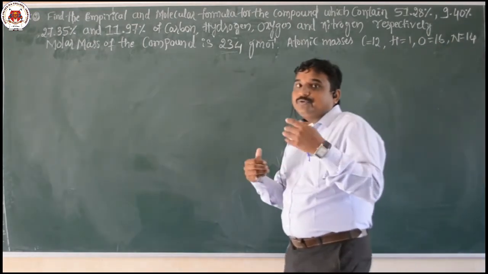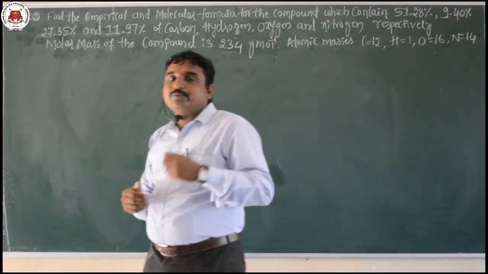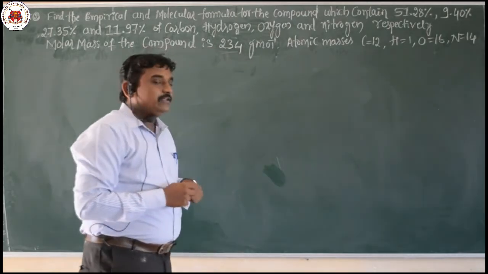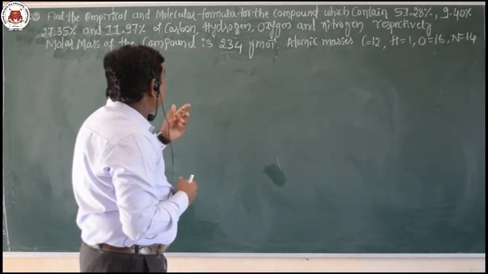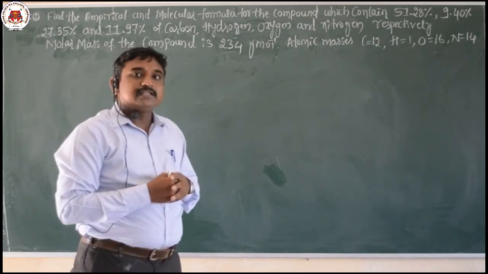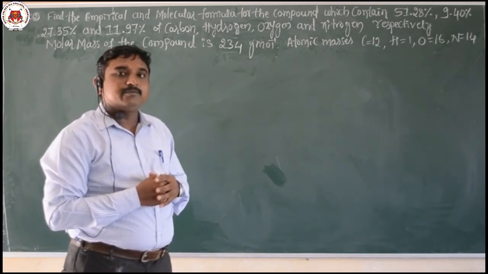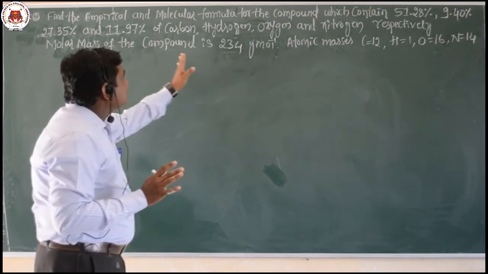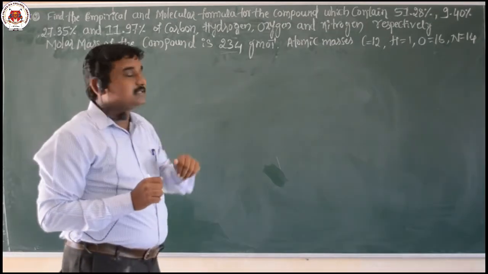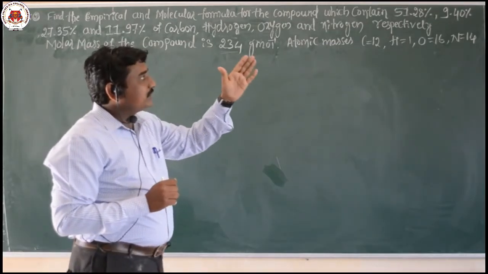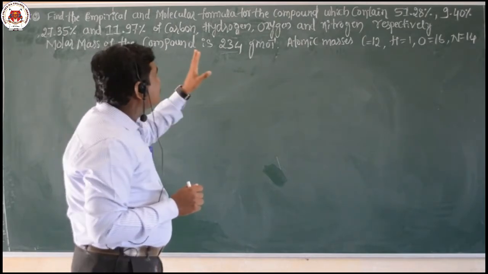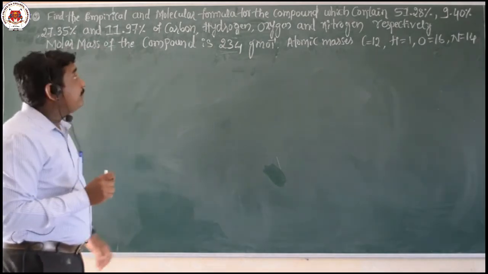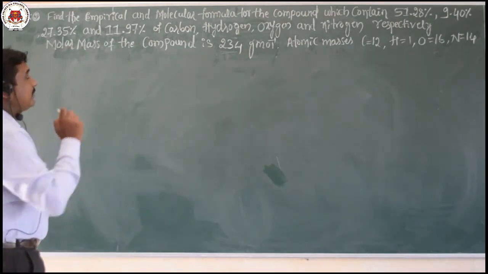So if they are not going to give the atomic mass, you have to find out the atomic mass. Suppose they are not given the molecular mass, then you have to find out the molecular mass by knowing the compound. But here no problem, they are given the molar mass of the compound and also the atomic masses of carbon, hydrogen, oxygen, nitrogen, and also their percentages. They are asked to find the empirical and molecular formula of the compound.